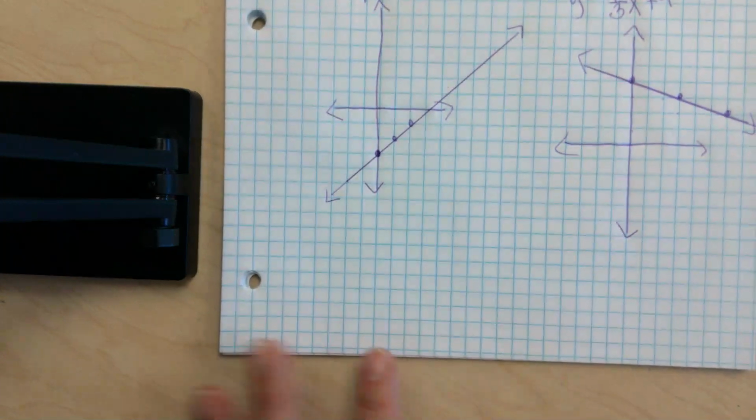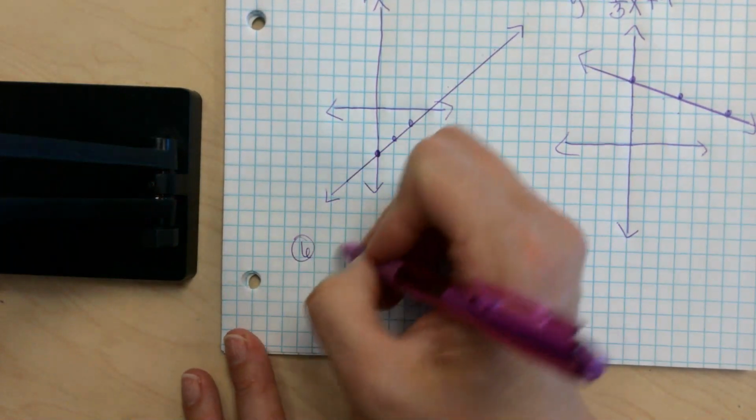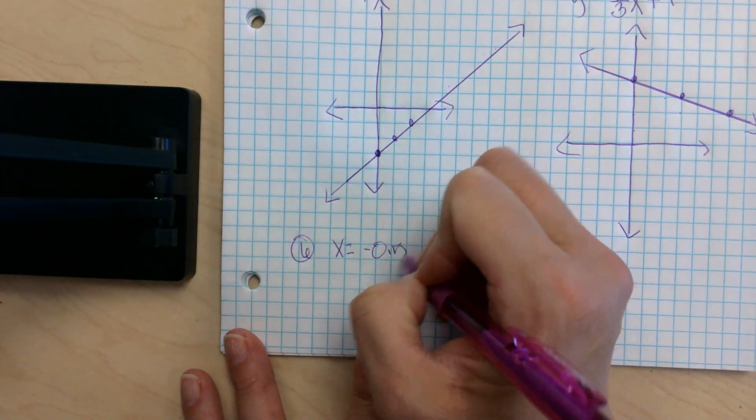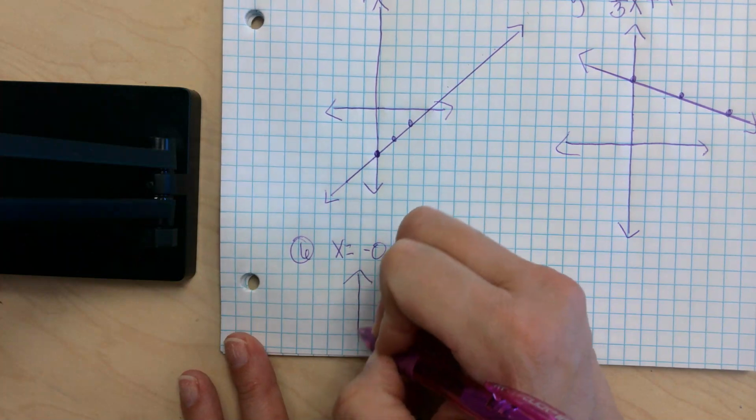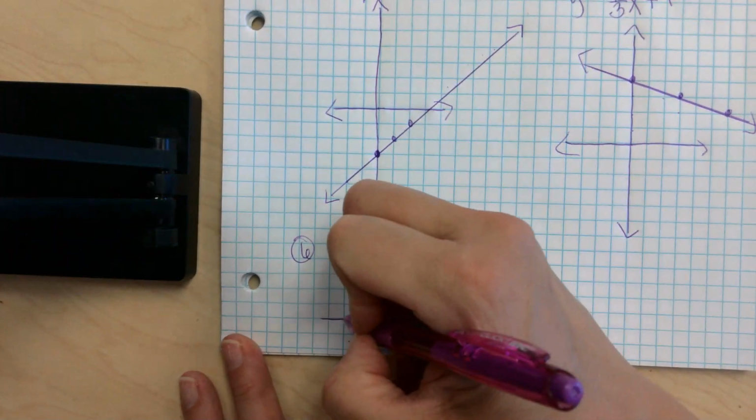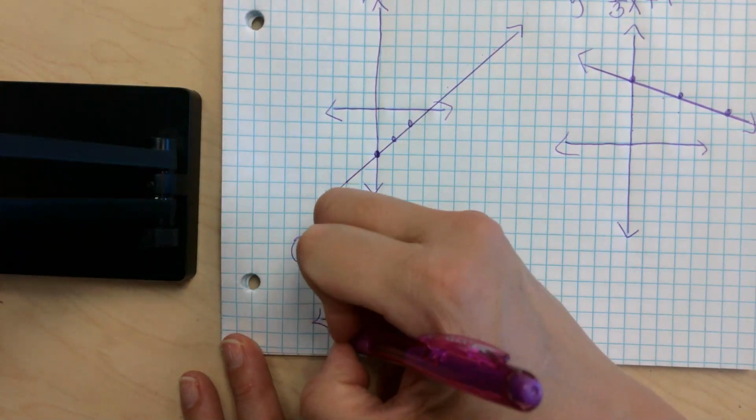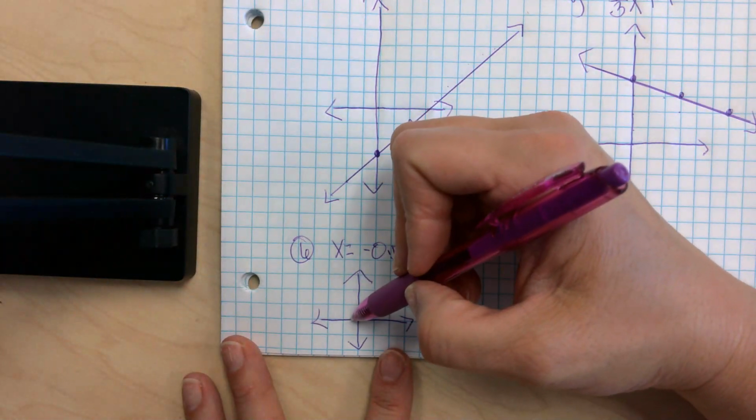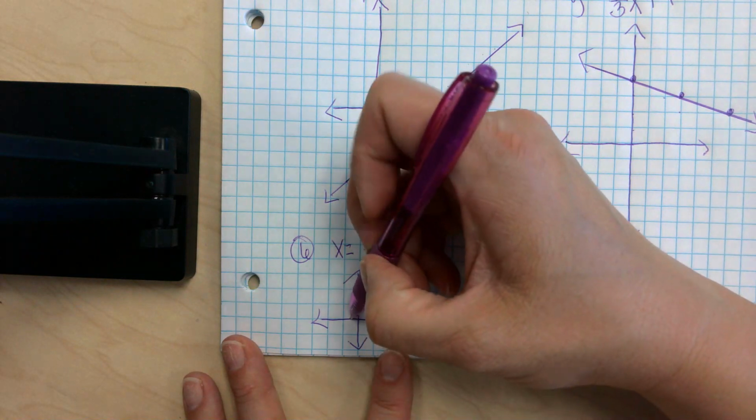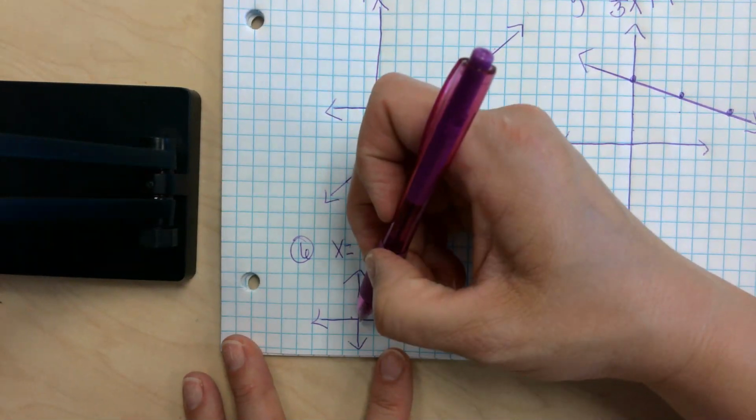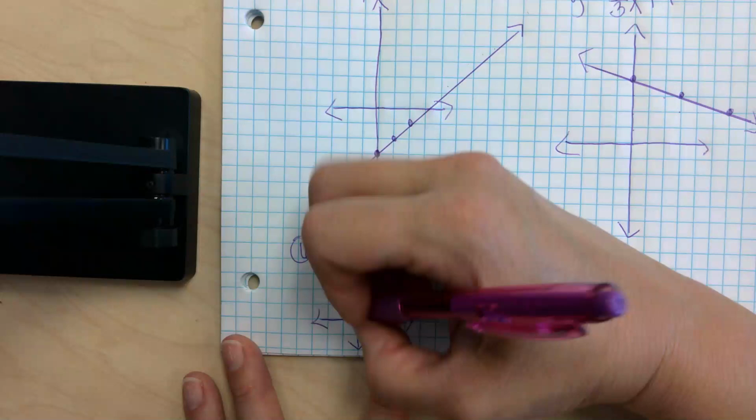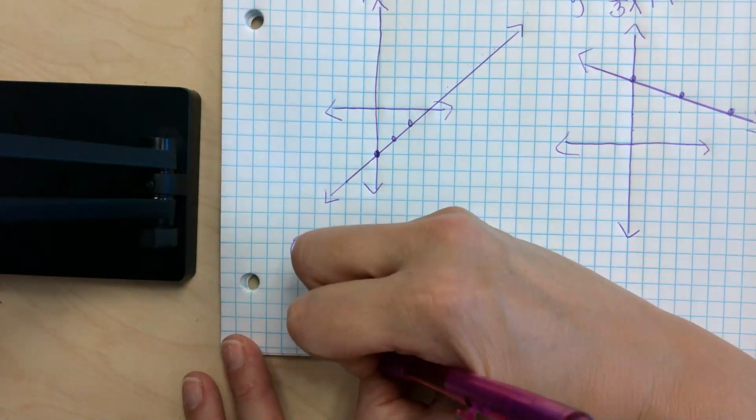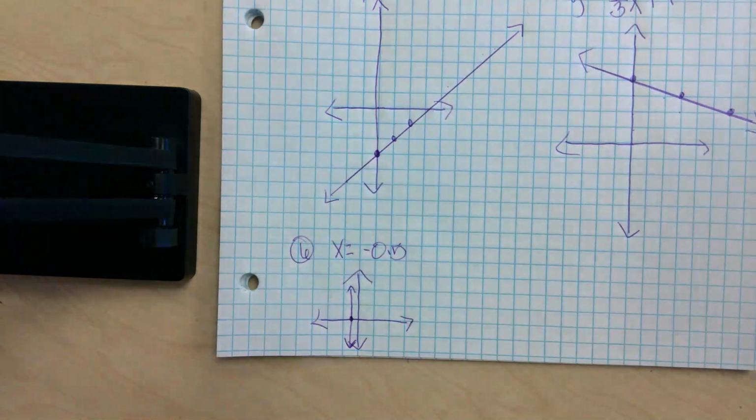Okay, number 6. Number 6 is x equals negative 0.5. What did we just say about an x equals line? It's vertical, exactly. So I'm going to go find negative 0.5, which is the same as negative 1/2. So it would be halfway between 0 and negative 1. It's going to be right here. I'm going to go up and down.